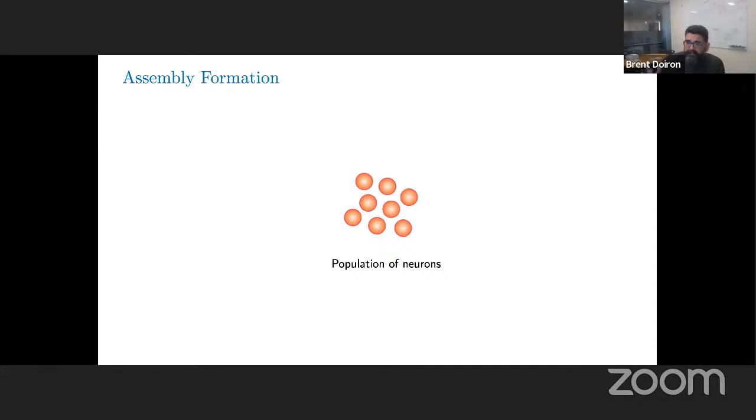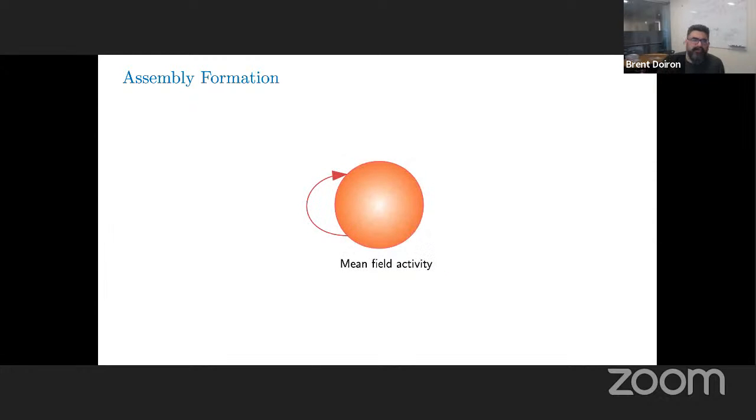I'm going to be talking today about assembly formation in networks of spiking neurons. So here I'm going to have some population of neurons, and I'm going to want to think of things in a mean field framework. So I'm going to think about the average activity and the average connection strength.